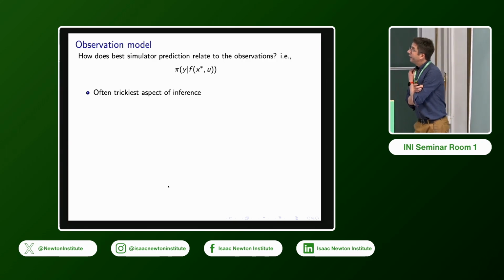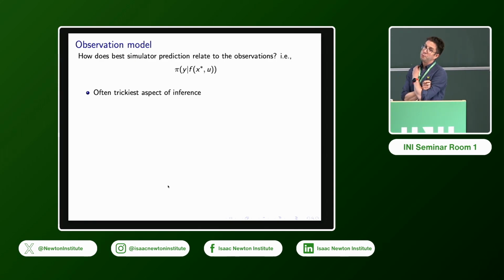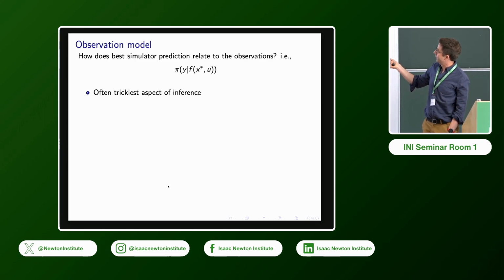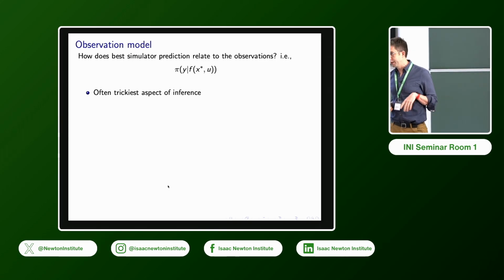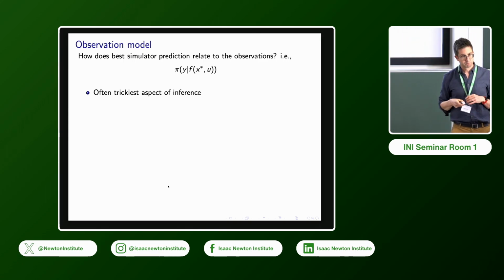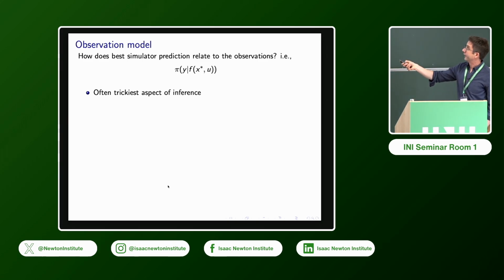So I think the trickiest bit, and the thing we're not very good at thinking about quite often, is thinking about what an appropriate observation model is. So that is, how does our best simulated prediction, we don't know X star of course yet, but if we did, how do we think our best simulated prediction would relate to the data we have? And if we can write down something like this, it means we can score X star in some way. It gives us a way to evaluate different values of X, but we need some way of doing this.